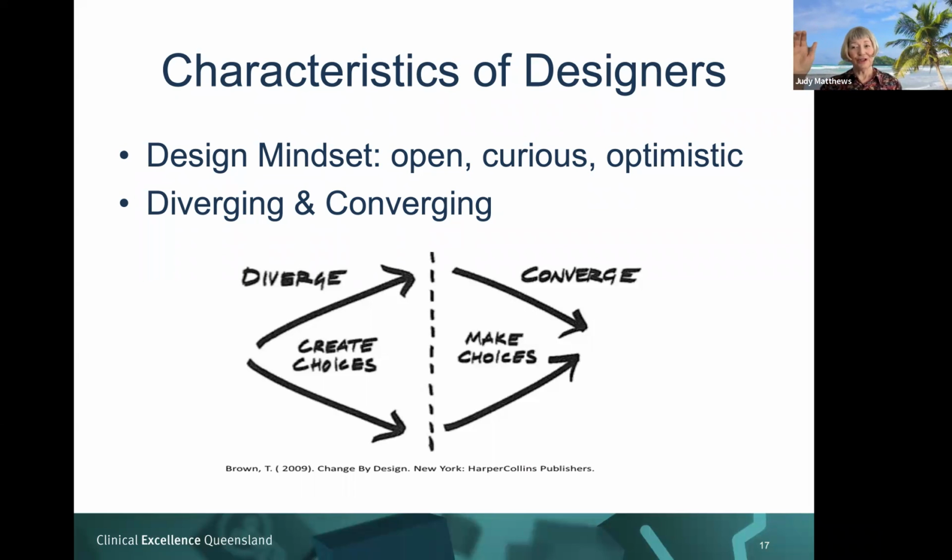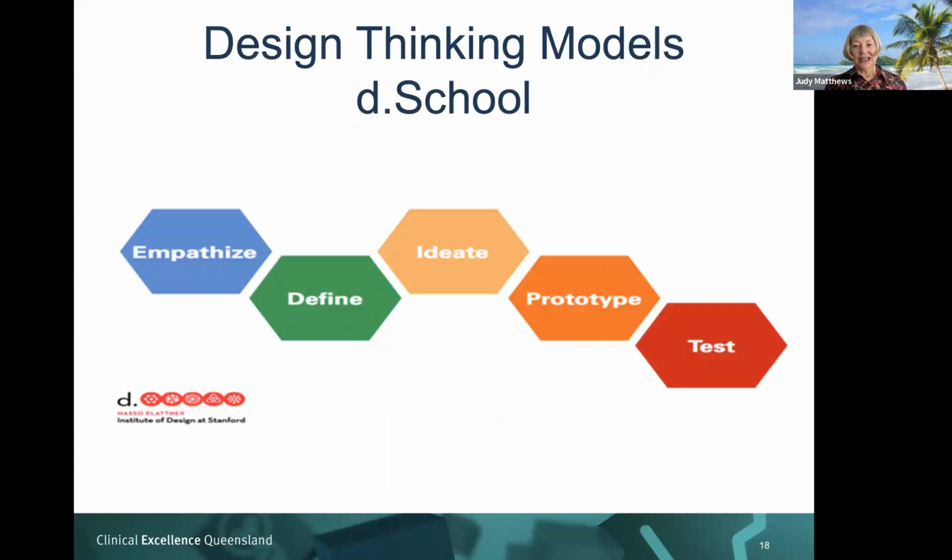Ideate, of course, we're diverging, coming up with ideas. And then with those ideas, from that converging, we're going to rapidly prototype some of those ideas and test them with our users. So this is probably one of the most well-known models of design thinking.